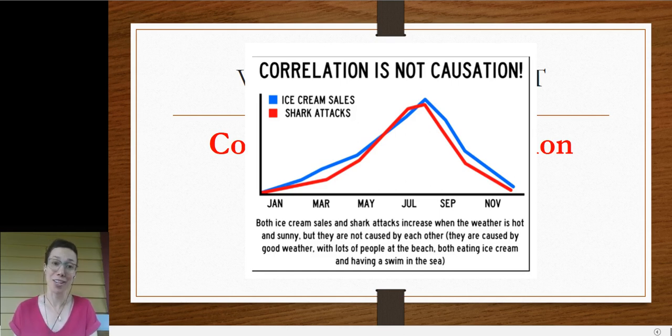Same thing here. If we're looking at shark attacks and ice cream sales, it looks like they're very interconnected. Both can be explained by something else. When the sun is out, we want more ice cream. We also want to go swimming more often. The more often we're swimming in the ocean, the more often shark attacks are going to happen.